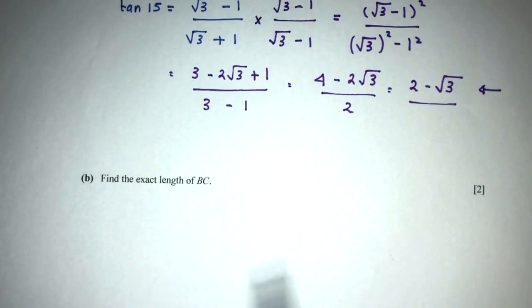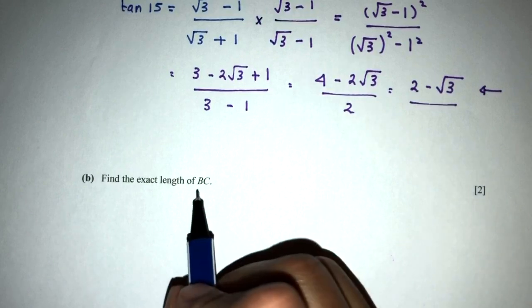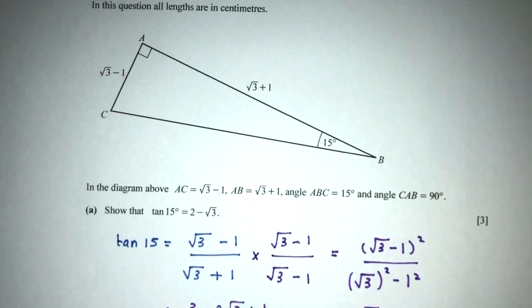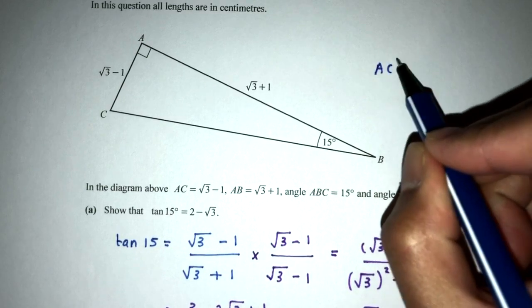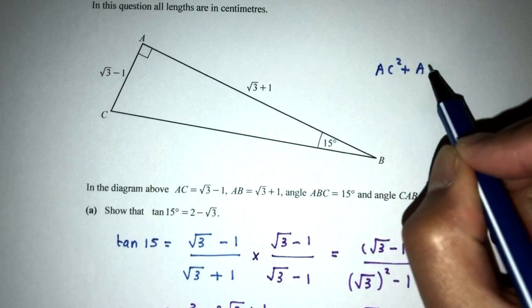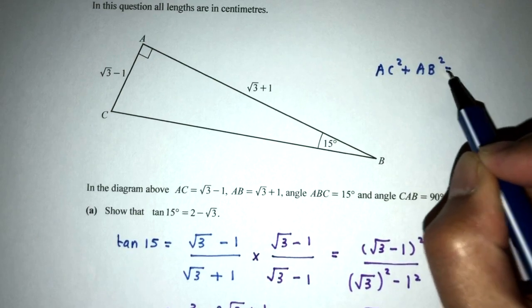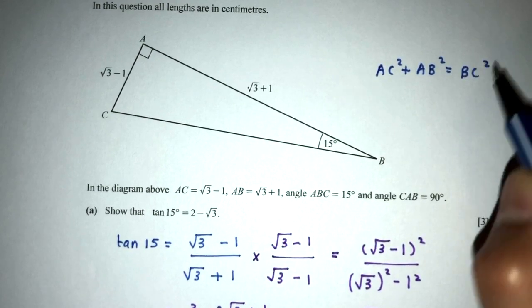Now for part B, we have to find the exact length of BC. Where's BC? BC is this one. As you can see, we have a right angle triangle, so what can we use? We can use the Pythagoras theorem, which means we have AC squared plus AB squared. It has to be BC squared. So let's use that equation to find BC.